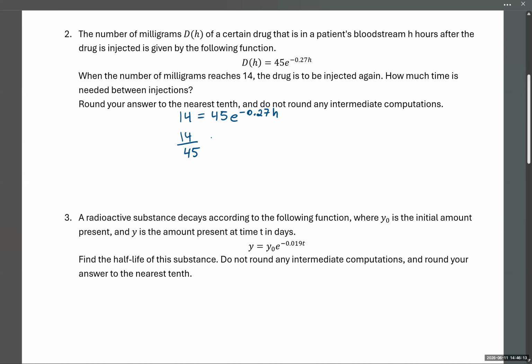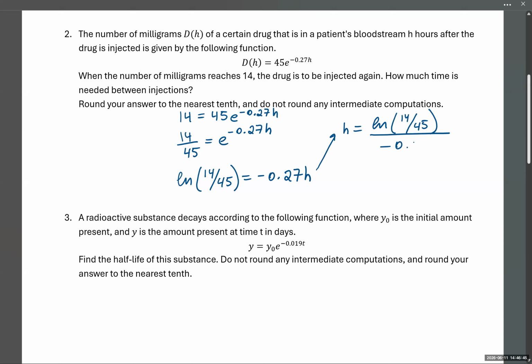14 divided by 45 equals e to the negative 0.27h. Now we're ready to convert to a logarithmic expression. It's still base e, so ln of 14 over 45 equals negative 0.27h. And then all we have to do is divide by the number in front of h. So divide by negative 0.27, put it into a calculator and round to the nearest tenth. This is 4.3 hours.